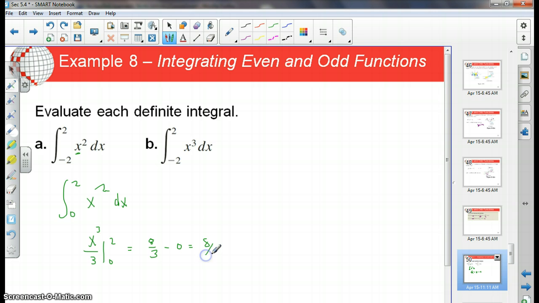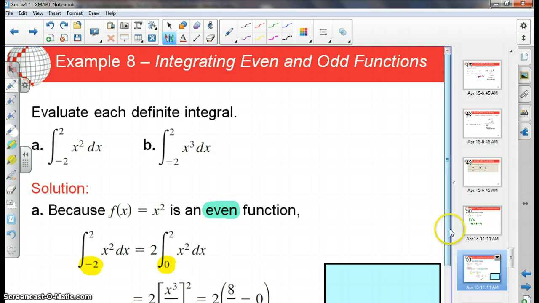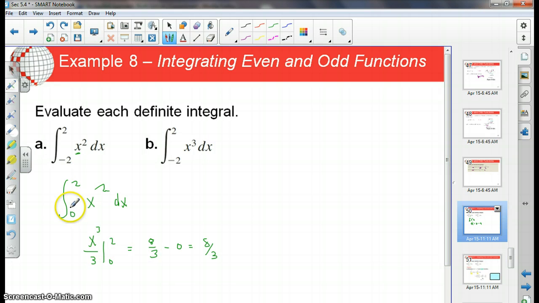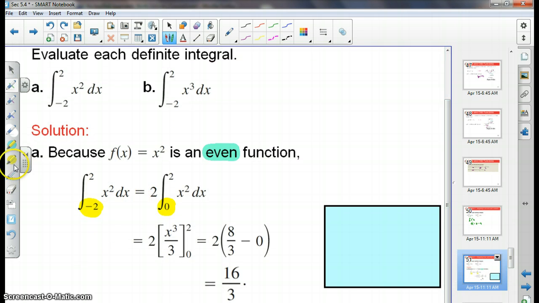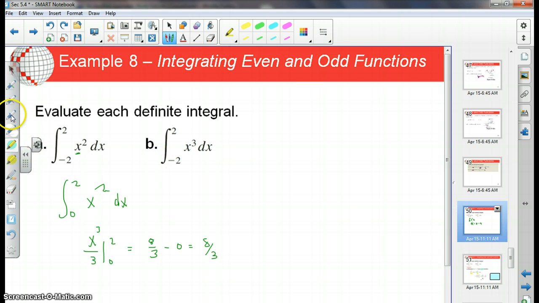And so the area underneath the curve for part A is simply twice, because I have to double it, twice this area. I forgot my 2. That's the whole lesson, is to double that area. So I should have put a 2 right out front here, 2 times this, 2 times this, and then I'll do 2 times this whole quantity, and 2 times 8/3 is 16/3.